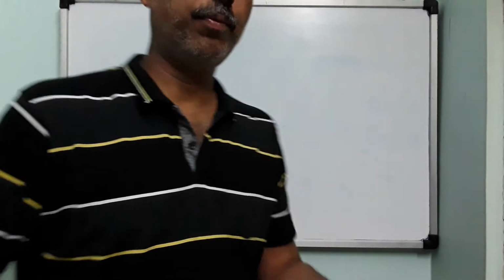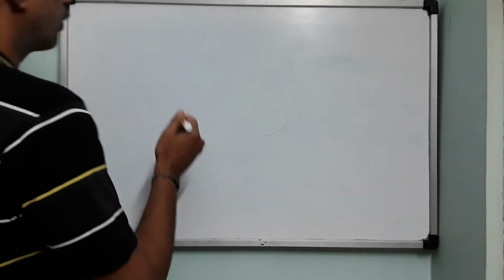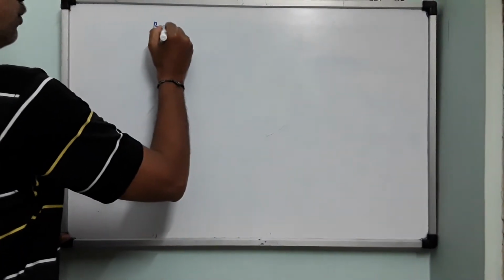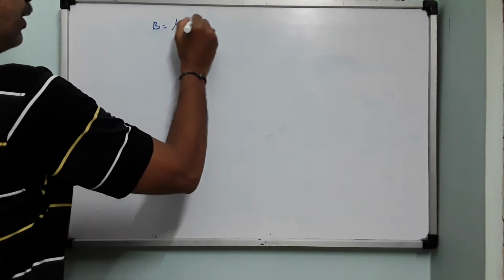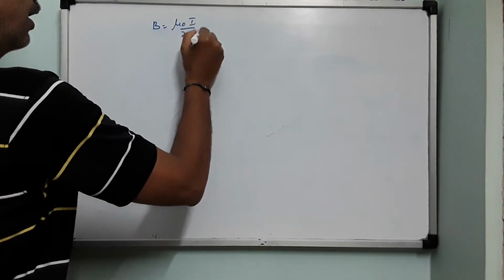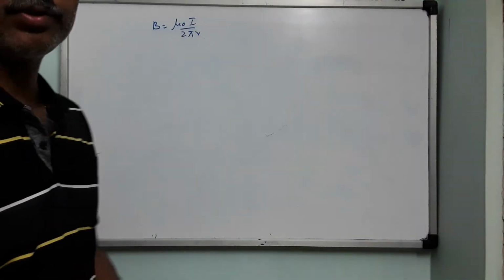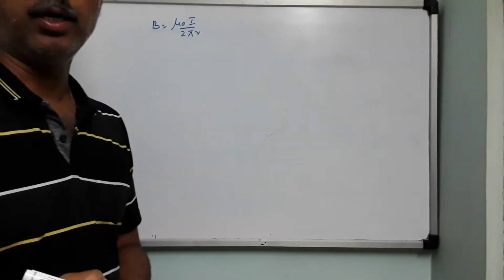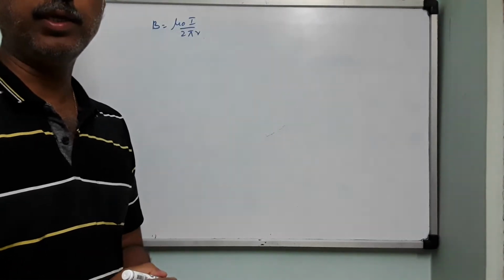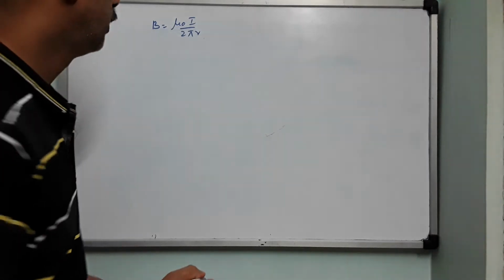We calculated magnetic field due to a straight current carrying conductor at a distance r from it, and we proved it as B equals mu naught into I divided by 2 pi into r, where small r is the distance of the point of interest or point of calculation from the current carrying conductor.